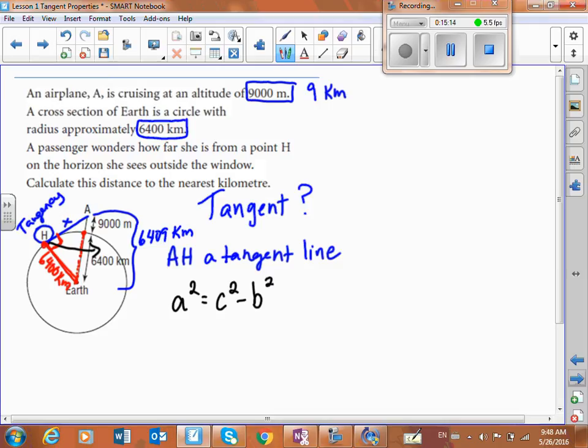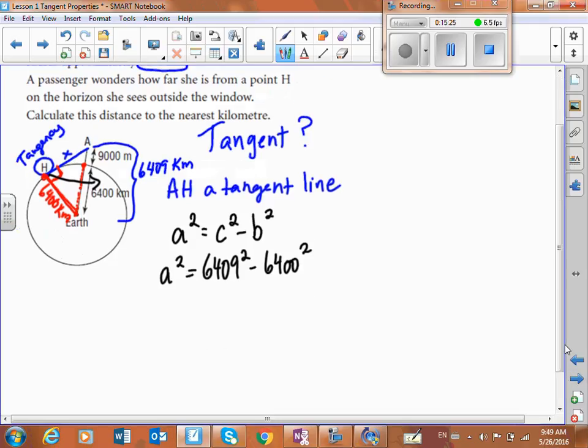6,409 kilometers is the longest side, squared, minus 6,400 kilometers squared. Definitely need our calculators for this one. So I'm just going to get right to a squared. In my calculator, I'm taking 6,409 squared, and I'm subtracting 6,400 squared. And I end up with 115,281. Now again, go back to the top of the question.